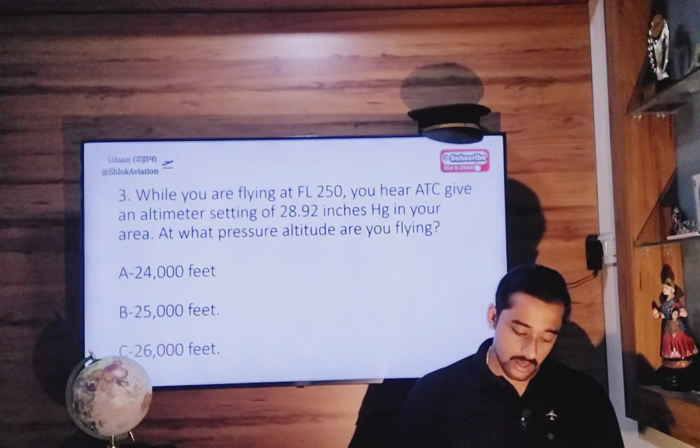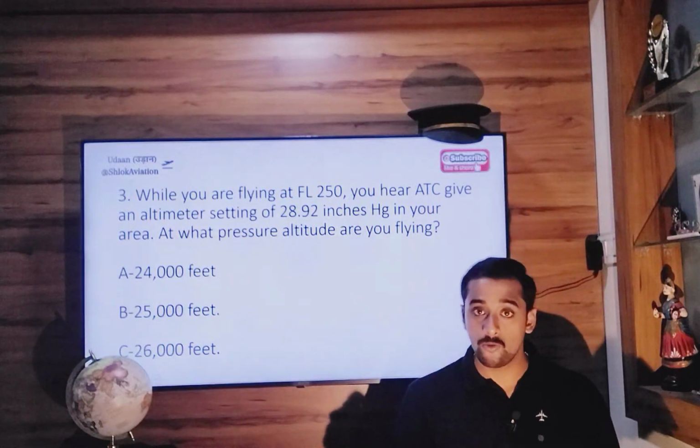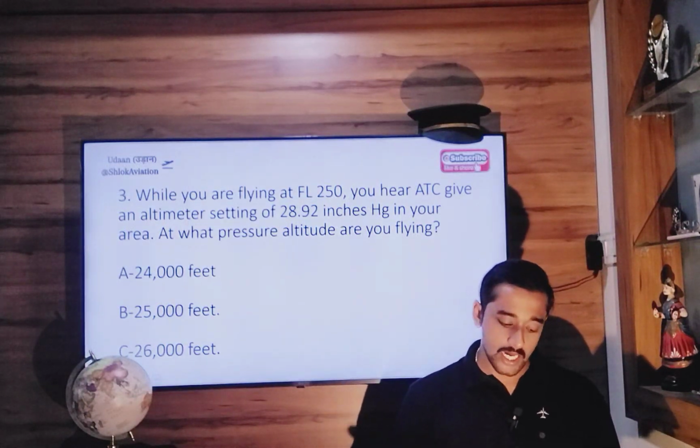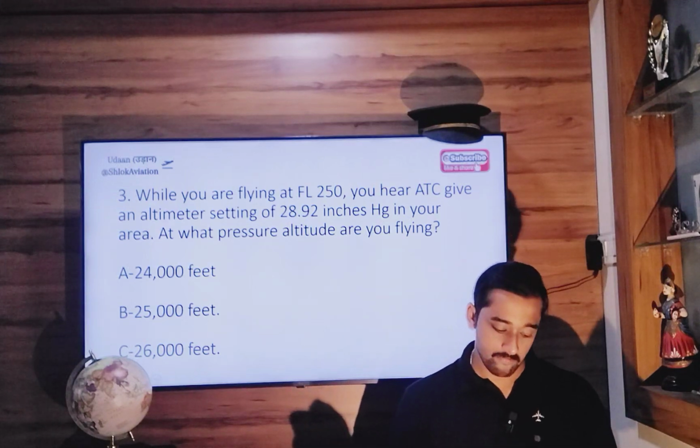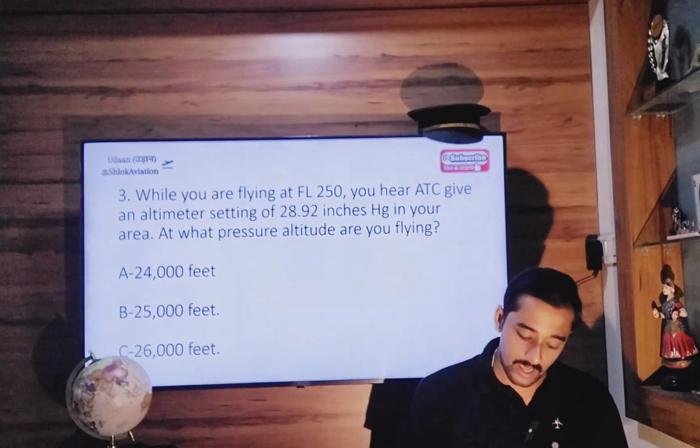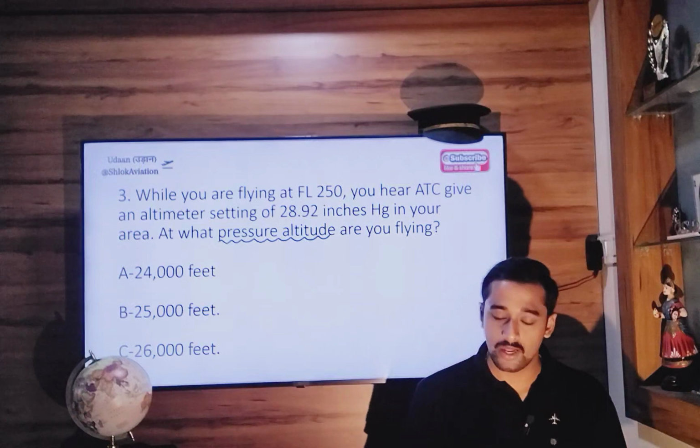Next, question 3. While you are flying at flight level 250, you hear ATC give an altimeter setting of 28.92 inches mercury. At what pressure altitude are you flying? So it's a tricky question but very simple.